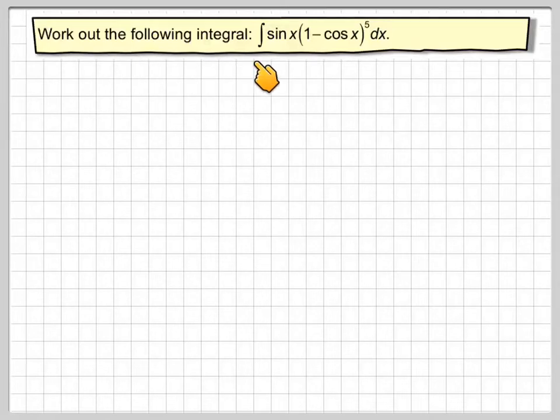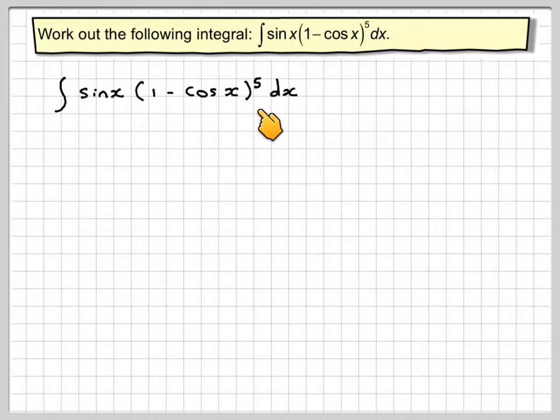So work out the following integral. The integral of sine x times (1 minus cos x) to the power of 5 dx. So sine x, (1 minus cos x) to the power of 5 dx.